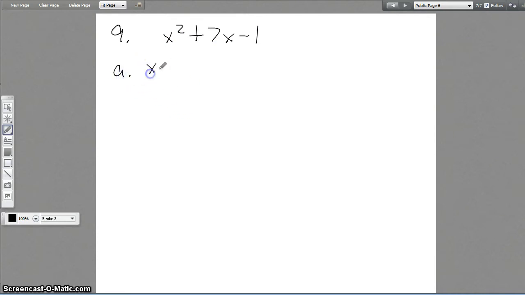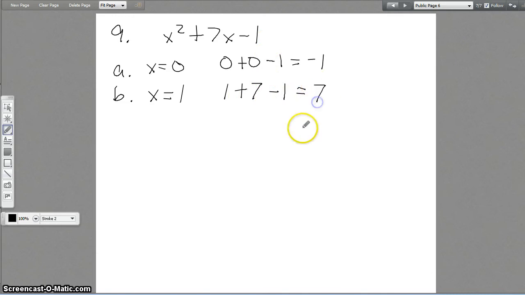So for part A, what if x is equal to 0? Well, I just plug 0 into my equation. 0 squared is 0, 7 times 0 is 0, and then minus 1. So we get negative 1. For part B, we need to do this for x equals 1. So 1 squared is 1, plus 7 times 1, that's 7, minus 1. 1 plus 7 minus 1, that is 8 minus 1, which is 7. Part C, we do this for x equals 2. 2 squared is 4. 7 times 2 is 14, so we're going to add 14, and then we subtract 1. 4 plus 14 is 18, minus 1 is 17.